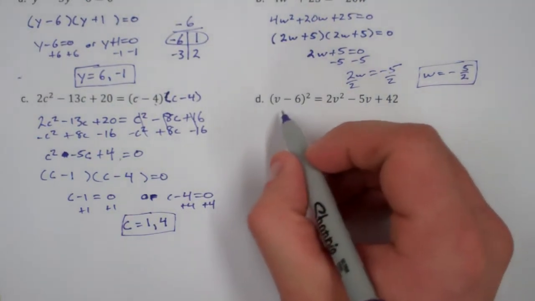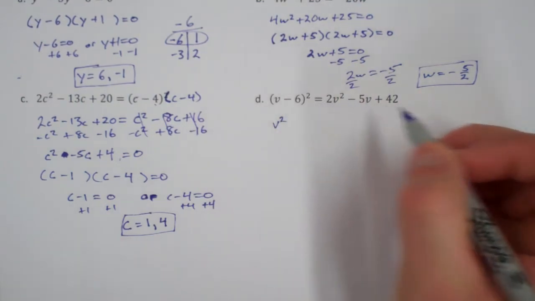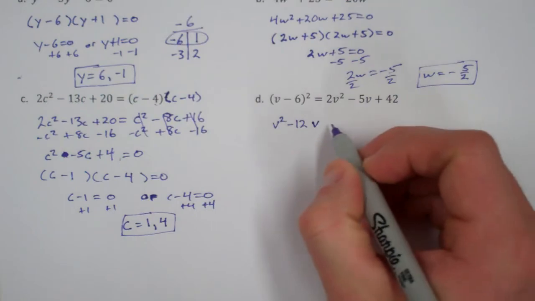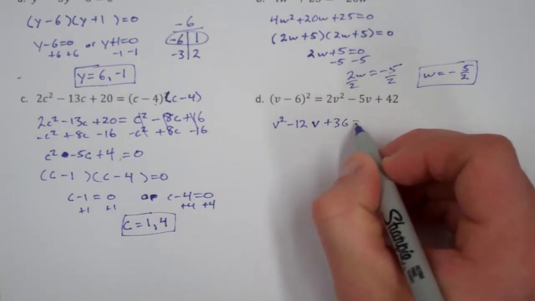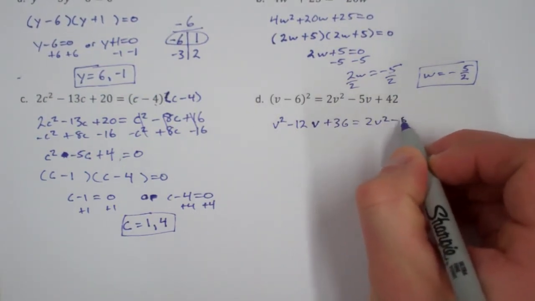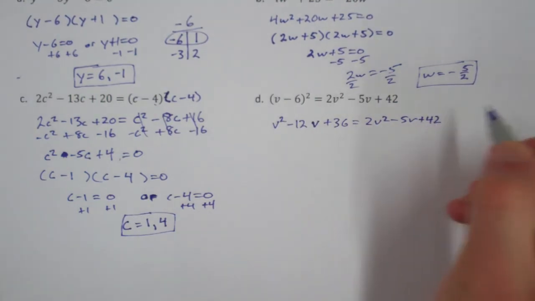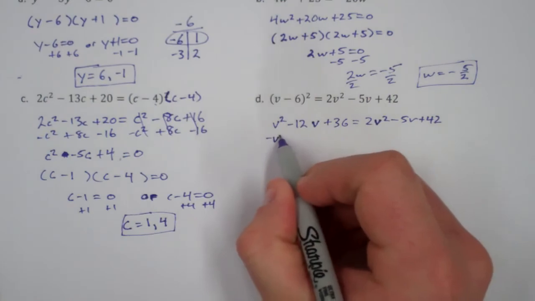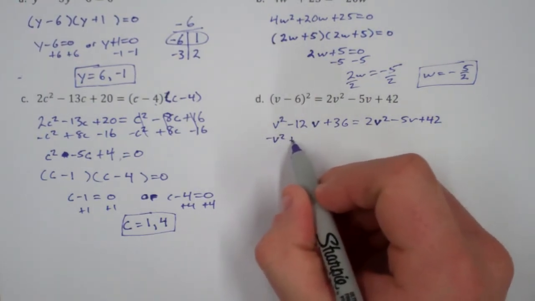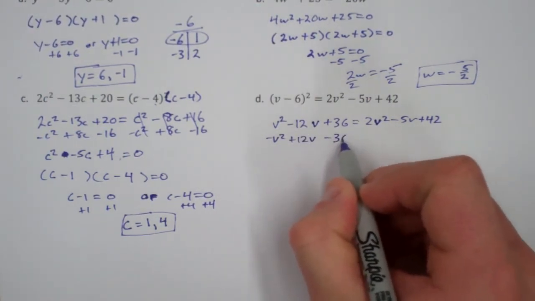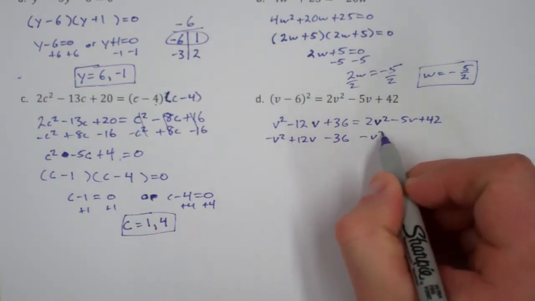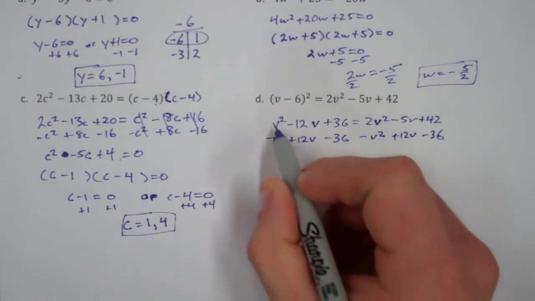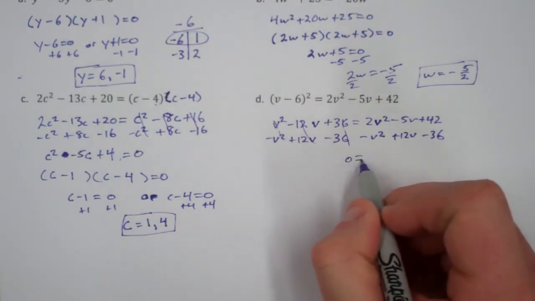The next one's also very similar. If we FOIL this out or distribute this out, we'll have v squared minus 12v plus 36 is equal to 2v squared minus 5v plus 42. Try to get the v squareds over here, and this 12v and this 36 we need to get rid of, so we need to subtract v squared. We'll add 12v and subtract 36 here, so that's just 0.